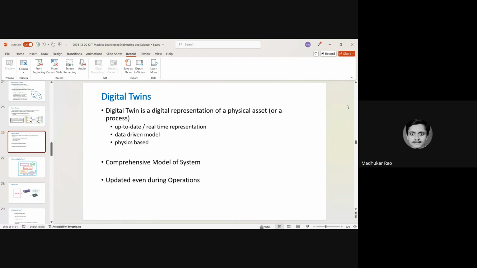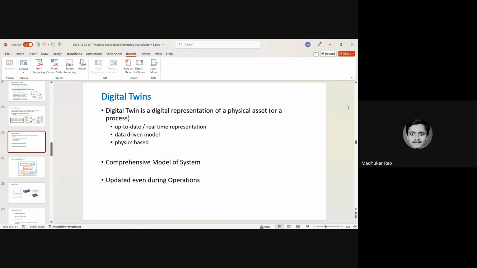So that also means it is getting real time data from your asset through IoT and sensor networks and so on. And it's typically a data driven model, which of course can be enhanced with physics based or physics informed machine learning. So it's a comprehensive model of your system, and it's updated even during the operational phase. So that tells you the actual state of your system.